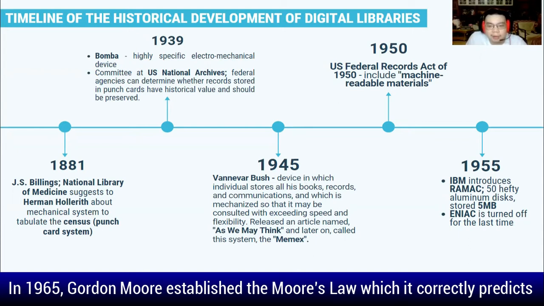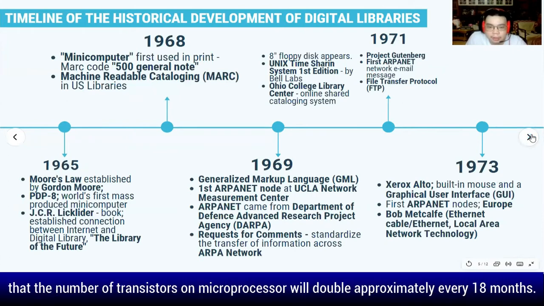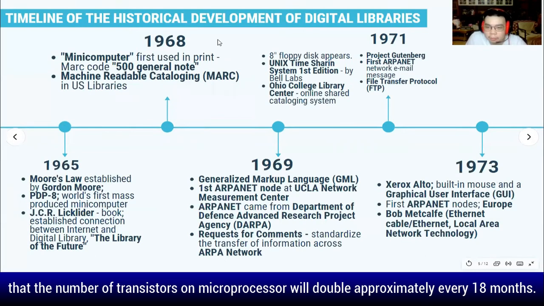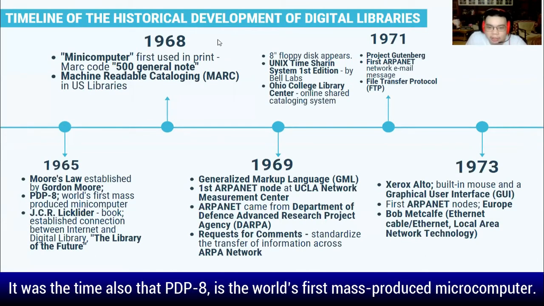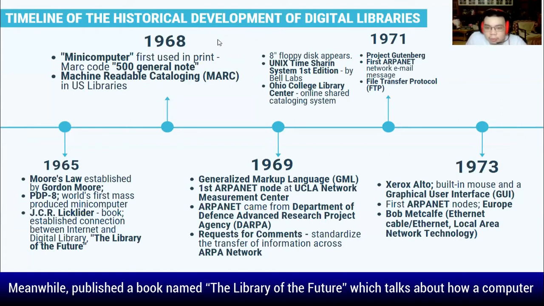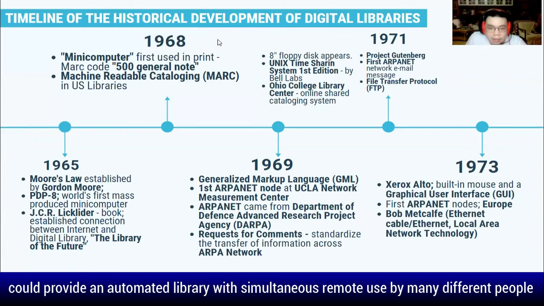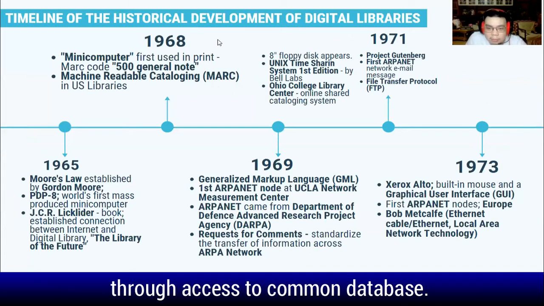In 1965, Gordon Moore established Moore's law, which correctly predicts that the number of transistors or microprocessors will double approximately every 18 months. It was also the time that the PDP-8, the world's first mass-produced microcomputer, appeared. Meanwhile, a book named The Library of the Future was published, which talks about how computers could provide an automated library with simultaneous remote use by many different people through access to a common database.